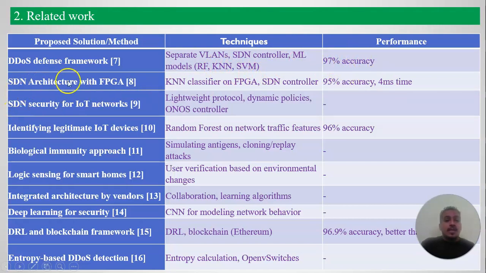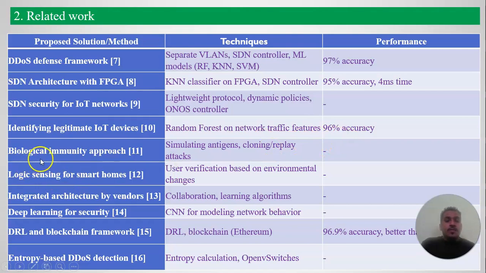The SDN architecture with the FPGA: he used a KNN classifier on the FPGA SDN controller and got around 95% accuracy in 4 milliseconds. SDN security for IoT network, lightweight protocol, dynamically policed ONOS controller; he did not get any result. Identify the lightweight IoT devices using random forest on network traffic features; he got 96%.